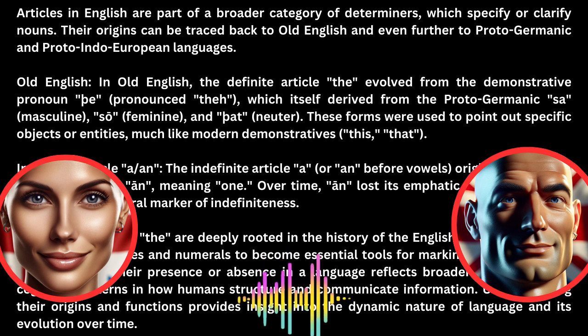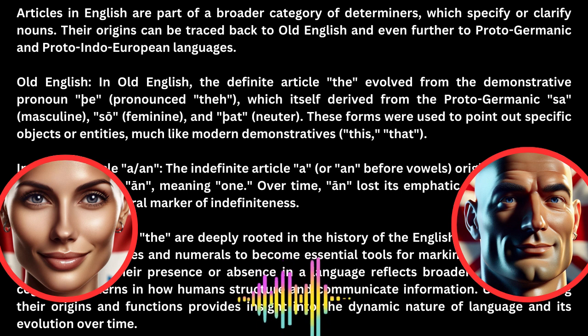But you left us with a bit of a cliffhanger at the end of part 2. You mentioned that articles aren't universal in all languages. I'm really curious to learn more about that. How do other languages handle this whole idea of definiteness and indefiniteness if they don't have articles?